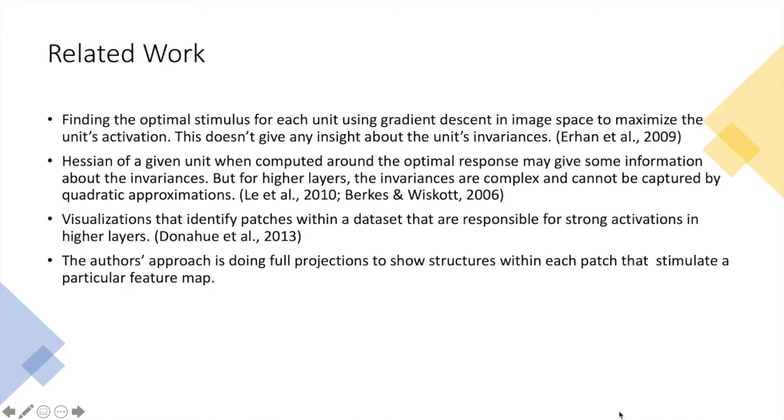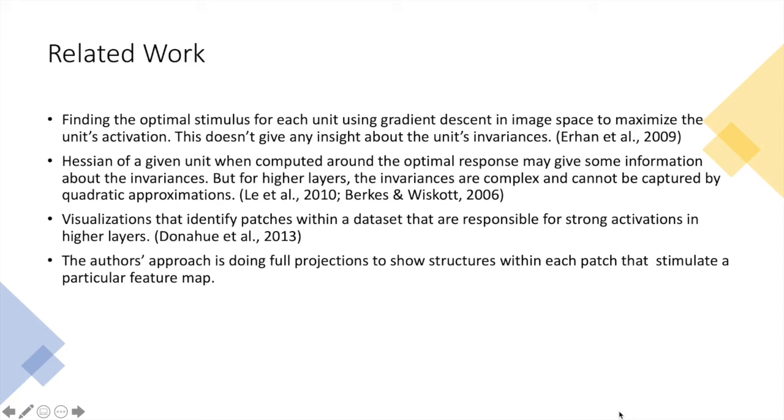Here are some of the attempts that other authors have made. One of the attempts is to use gradient descent in each unit to maximize the unit's activation. But the issue was that this doesn't provide any information about the unit's invariances, the patterns that do not change. Another attempt was to utilize the Hessian of the given unit, which is the second-order partial derivatives. When we calculate it around an optimal response, it can be used to get insight into the invariances.